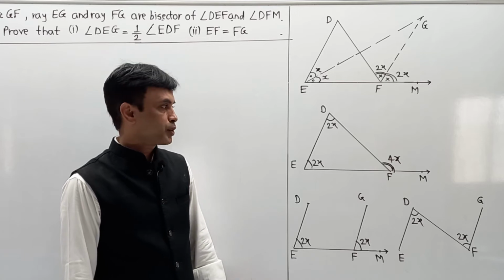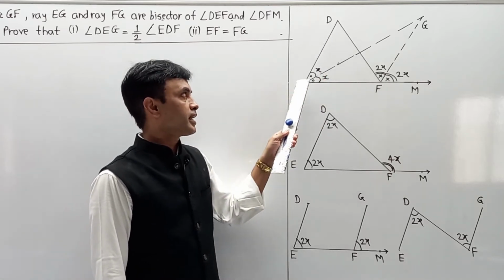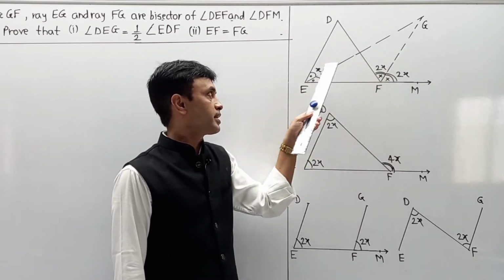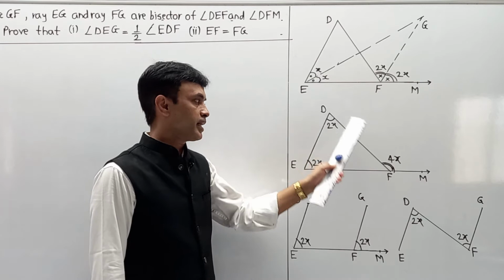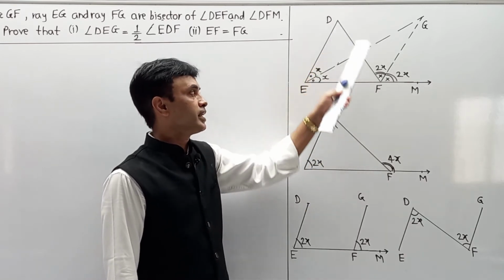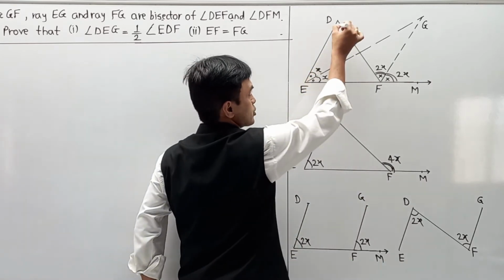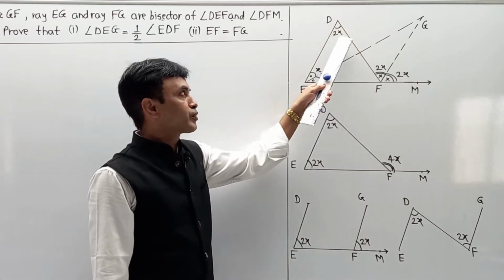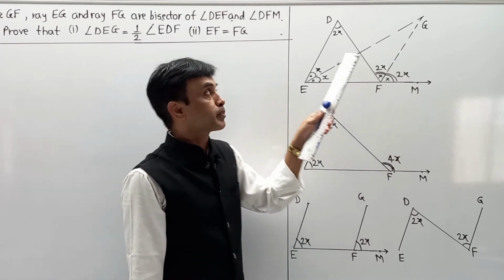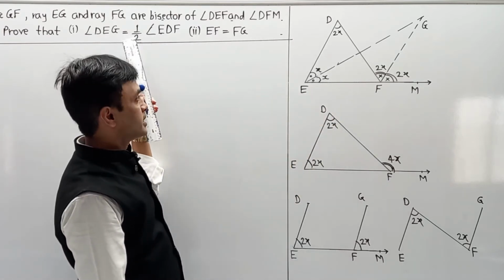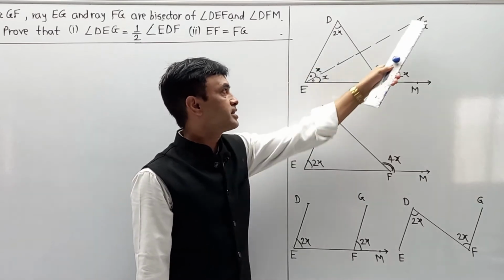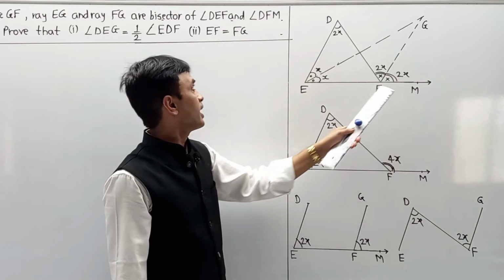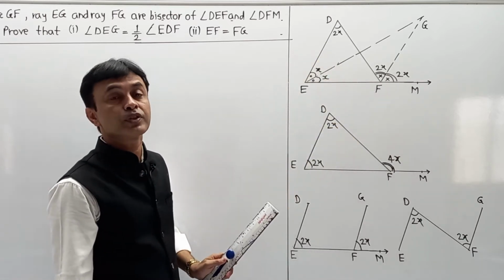Now here you can see that angle DEG is x, and here EDF is definitely 2x, and half of 2x is x. In this way we can prove that angle DEG is half of angle EDF, and that is the first part of the proof that we are going to prove.